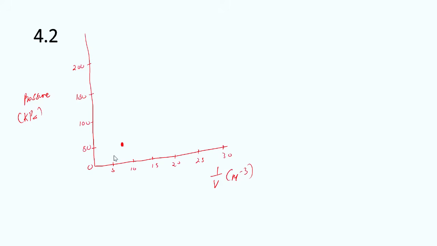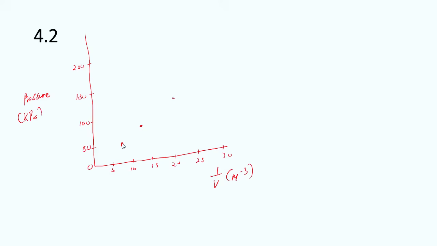And then we have 80 with 13.5. So 80 might be somewhere here and 13.5 might be somewhere there. Right. And then we have 125, which might be in here, corresponds to 20.6. So 20.6 might be somewhere there.